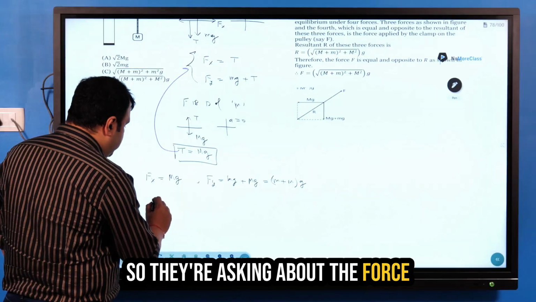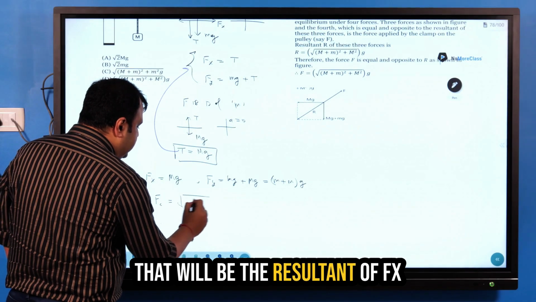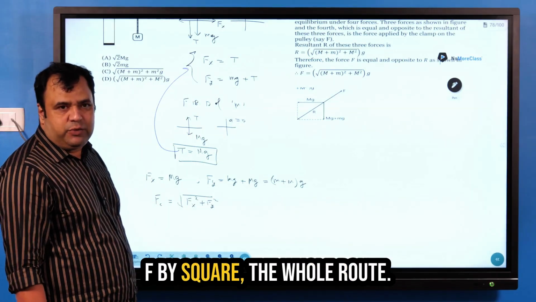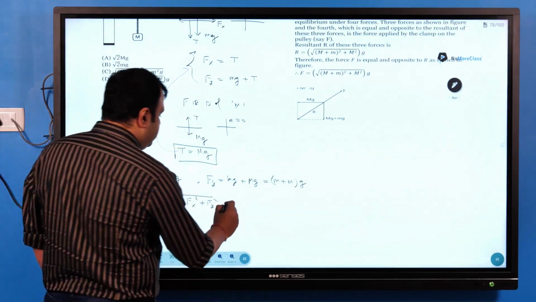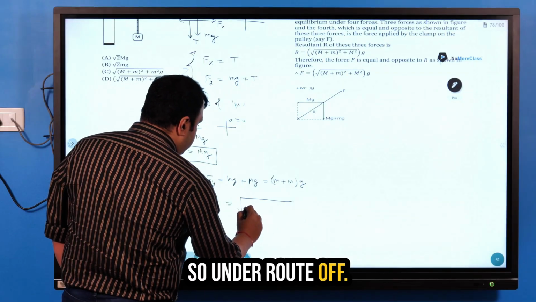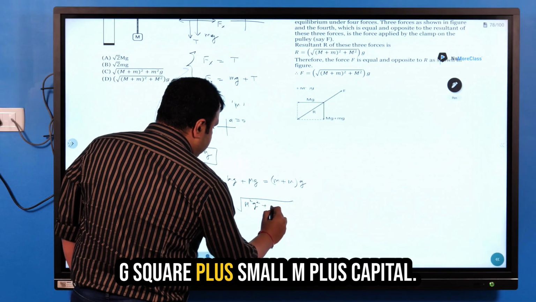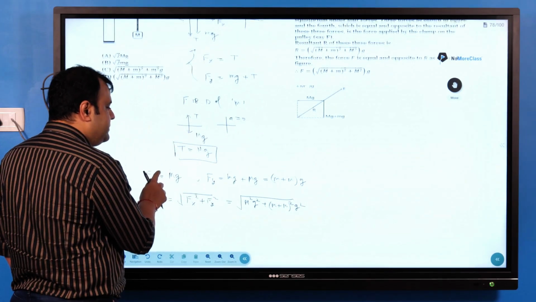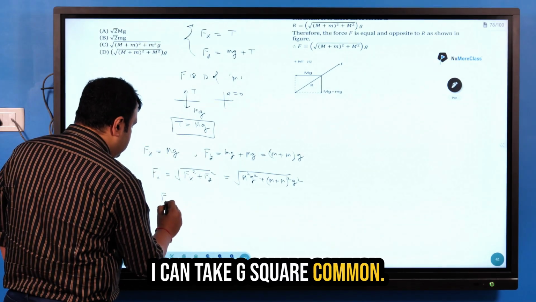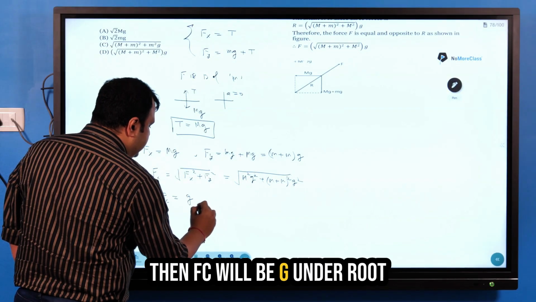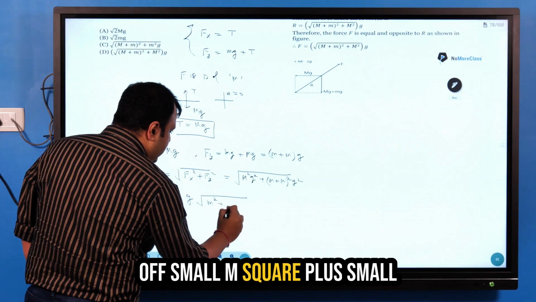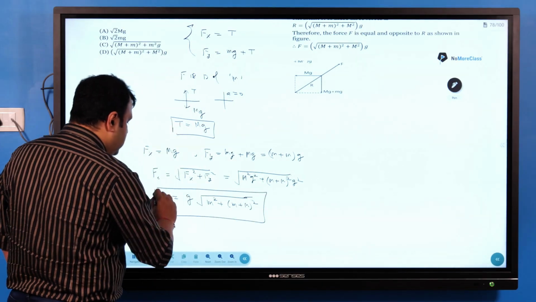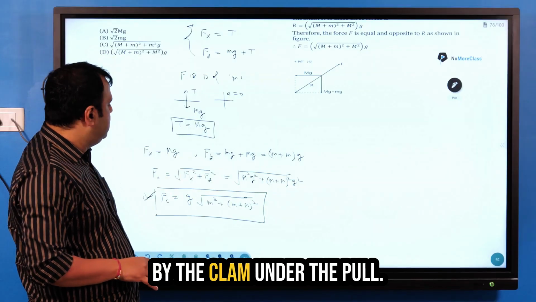So they're asking about the force due to the clamp onto the pulley. That will be the resultant of Fx and Fy. So it will be the square root of Fx squared plus Fy squared. So under root of M squared g squared plus (small m plus capital M) squared g squared. I can take g squared common, then Fc will be g times the square root of M squared plus (small m plus capital M) whole squared. This is the force applied by the clamp on the pulley.